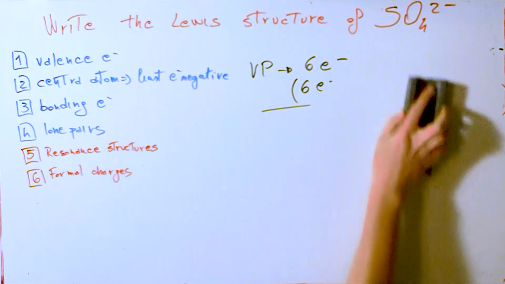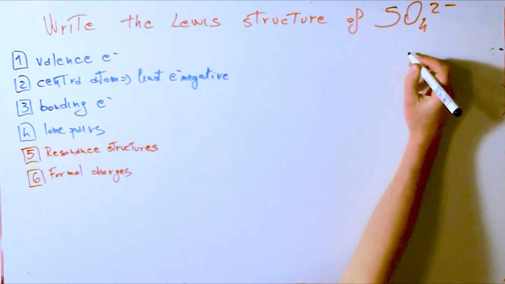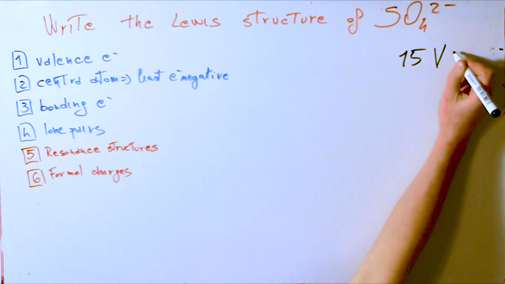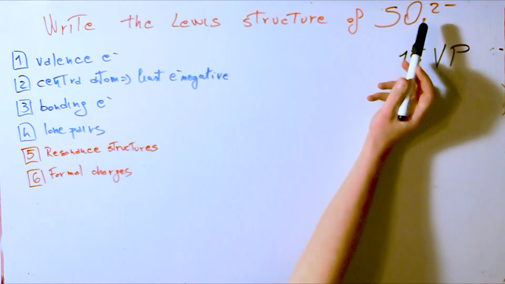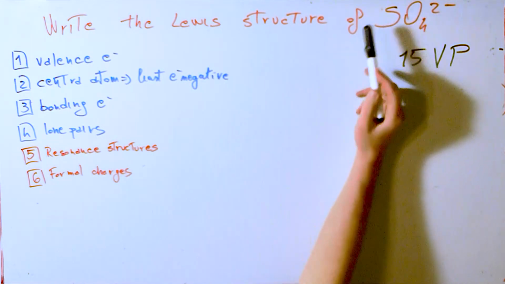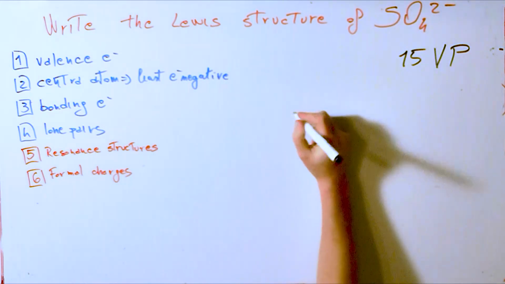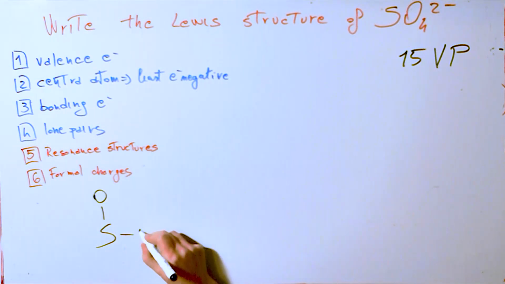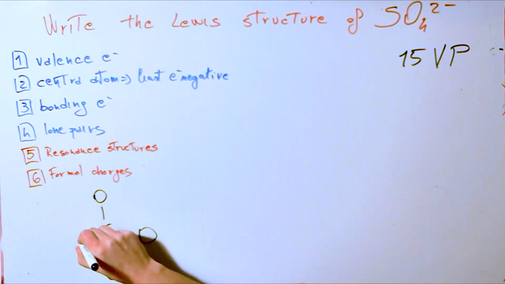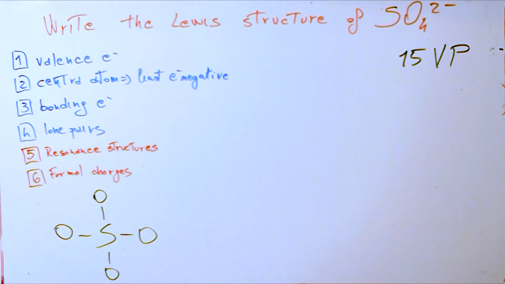As usual, let's write the result over here. So it's 15 valence pairs. Which is the central atom? The central atom, we don't have doubt, is sulfur, because sulfur is less electronegative than oxygen. So sulfur will go in the center. We can already write 4 bonds, because they are the minimal bonds we can have in this structure.